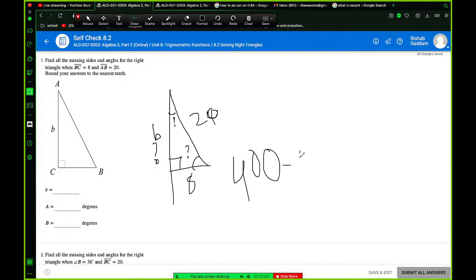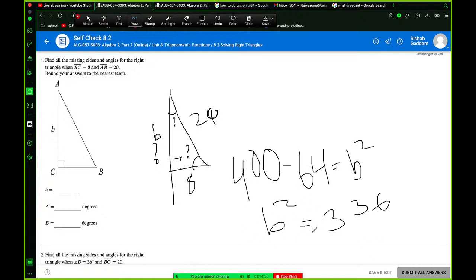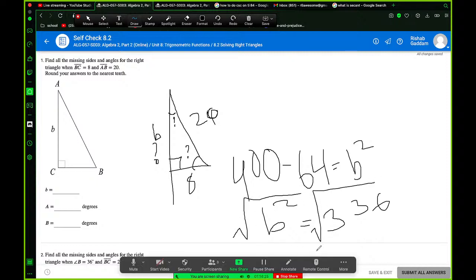Okay, so for this one, you can use the Pythagorean theorem because you know the length of two sides. Okay, and then I got 336, and now I have to square root that. Okay, that gives you a big decimal. It gives you 18.330 or something.